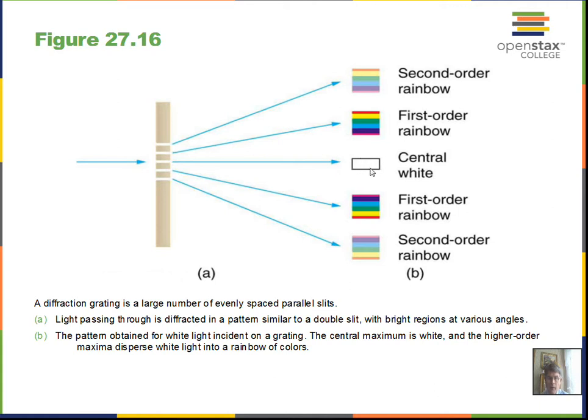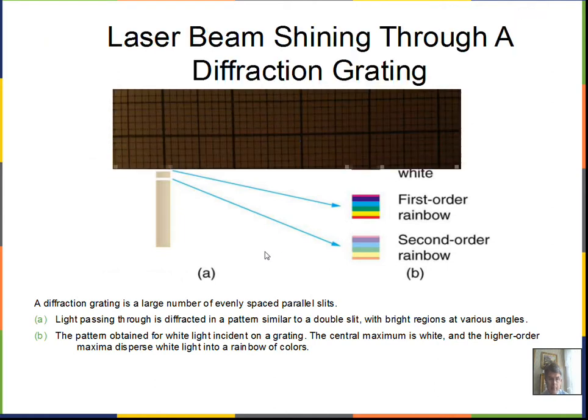You might take a look at d sine theta equals m lambda. M is 0 for the central maximum. Why would the different colors not arrive at different angles at the central maximum? M equals 0. Think about that.